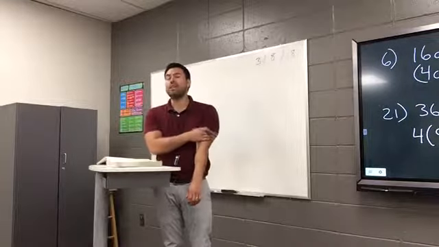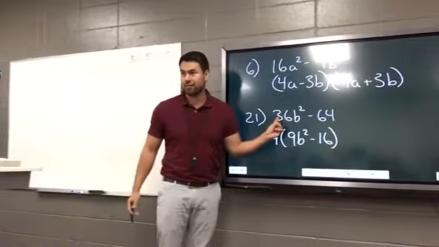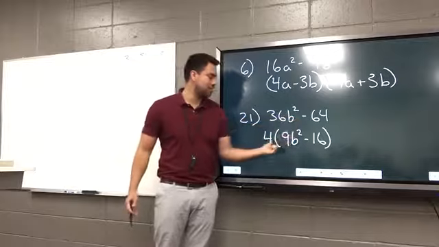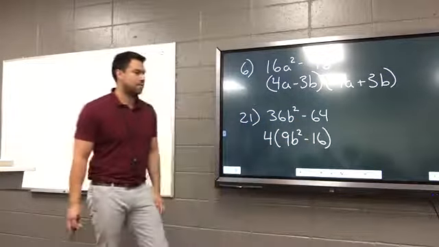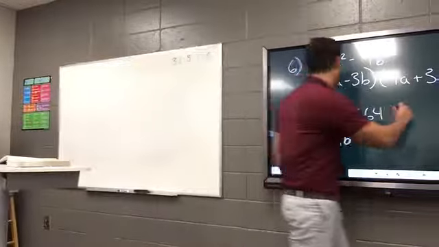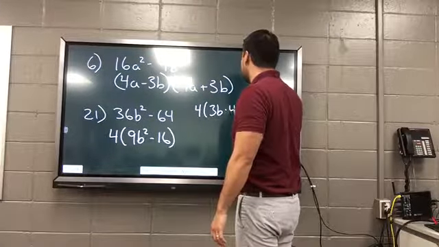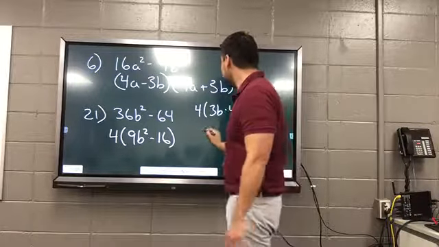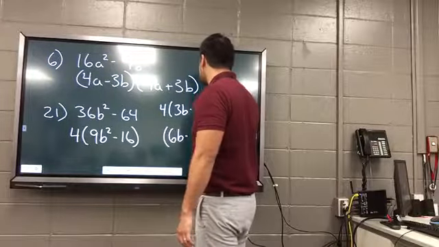That's okay. I wanted to hear that because I want us to go through it. Is 4 the GCF? It is. 4 goes in that and that. So now can I factor that difference of squares? Yeah. And so you should have gotten 4 times 3b minus 4 times 3b plus 4. Now, I think the other answer was 6b minus 8 times 6b plus 8.